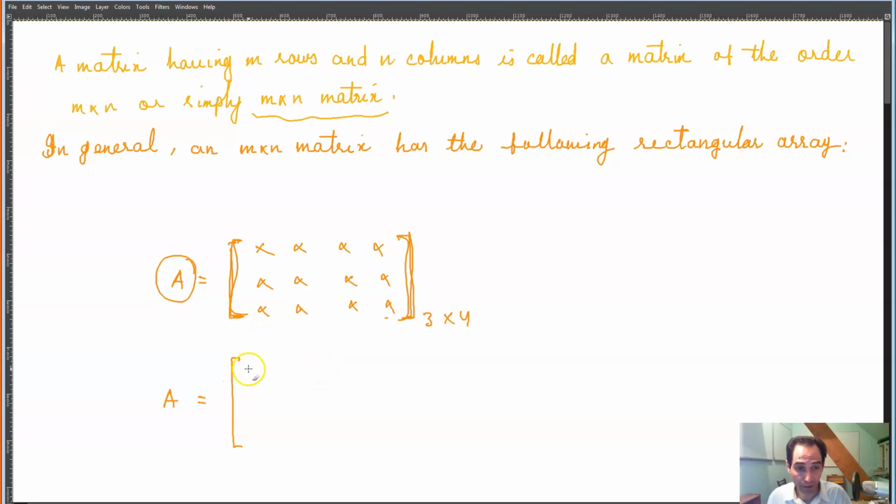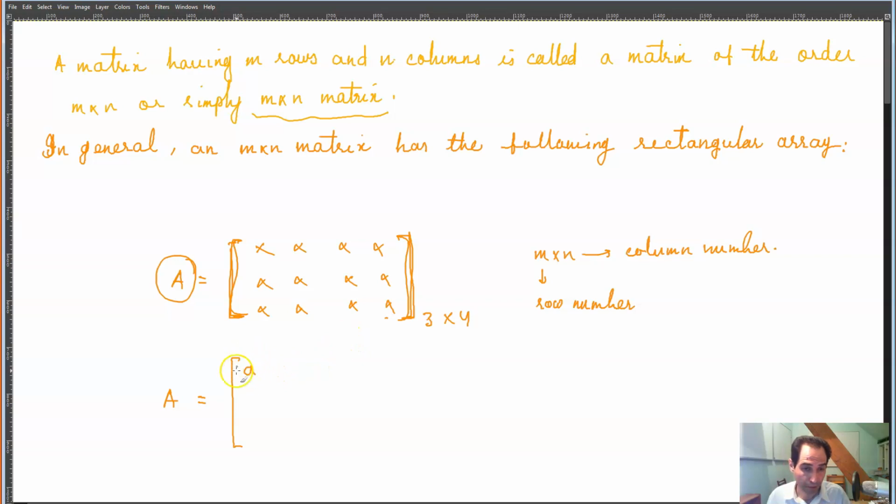So then you can write lowercase a, and you use the same convention for the m by n: m refers to the row number, and n refers to the column number.